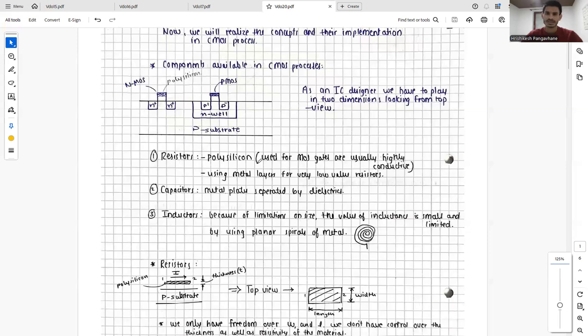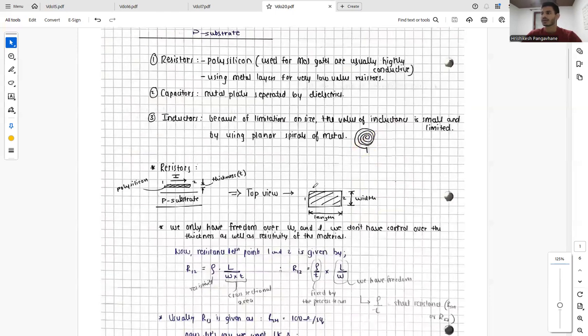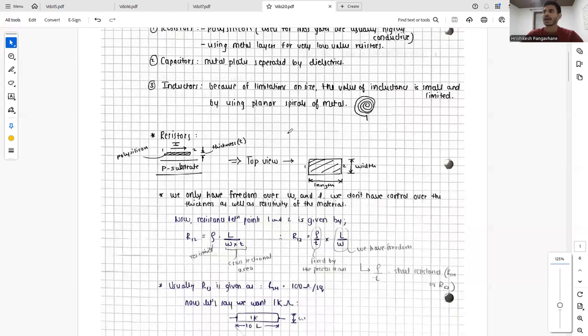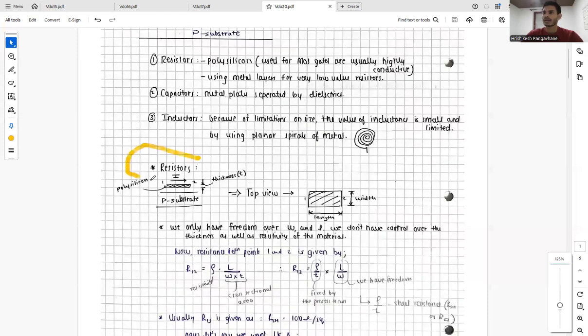Because of limitations on size, the value of inductance is very small and very limited when it comes to a CMOS process. Usually it's not makeable, but we can make an inductor by using planar spirals of metal, something which looks like this, but again, it's not advised. The use of inductors is not prohibited, but designers don't like to use inductors due to their bulky nature. And now let's look at the resistors in CMOS process.